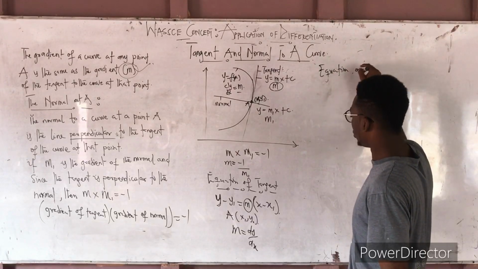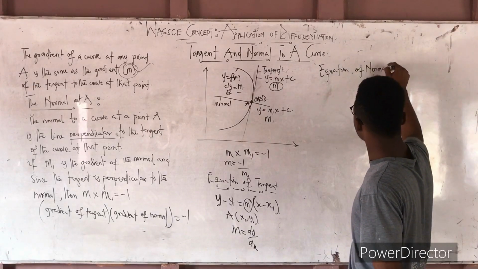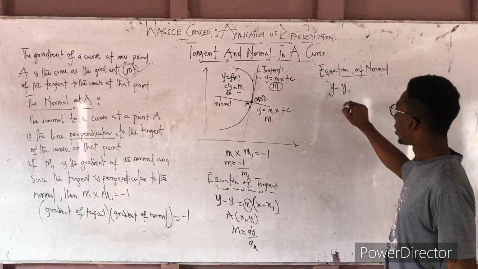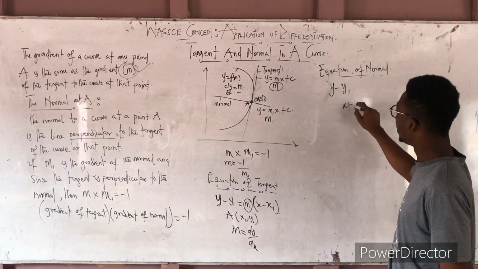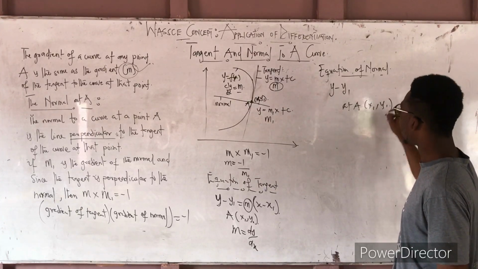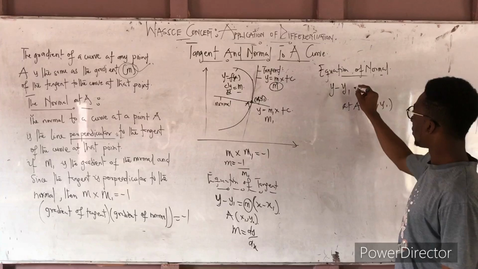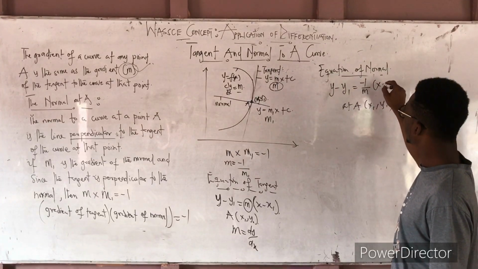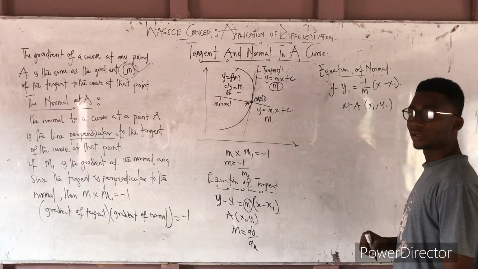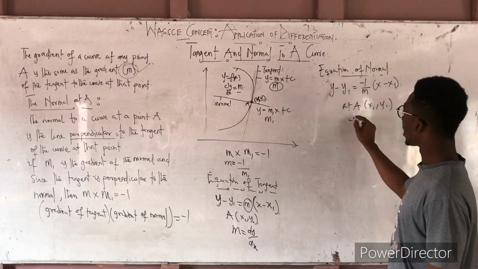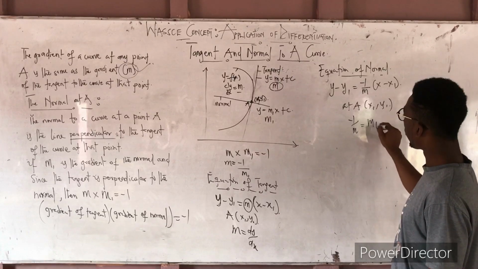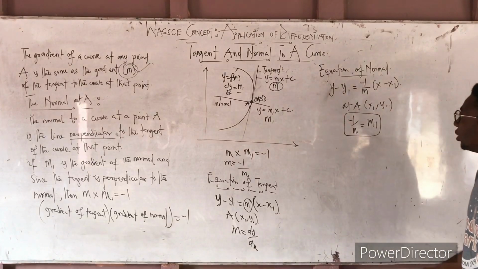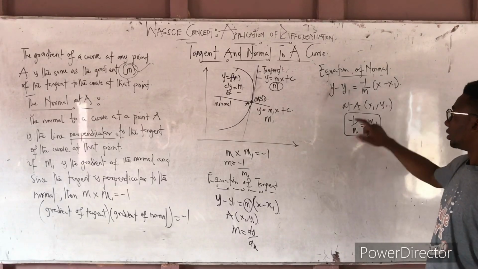The normal equation. So the equation of the normal is also very simple. That is y minus y1, where point A has coordinates x1 and y1. So it's y minus y1 equals negative 1 on m, times x minus x1. Do you get it? Now you know that the negative 1 on m is the same as m1, which is the gradient of the normal. So anytime you know the gradient of this one, it becomes this.